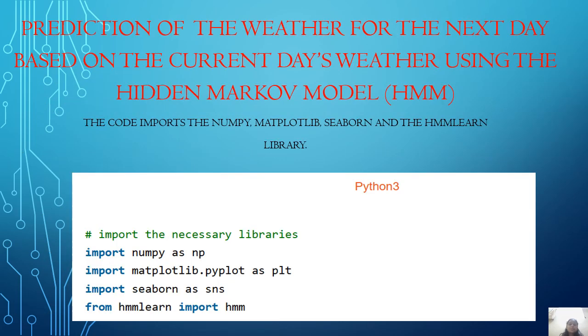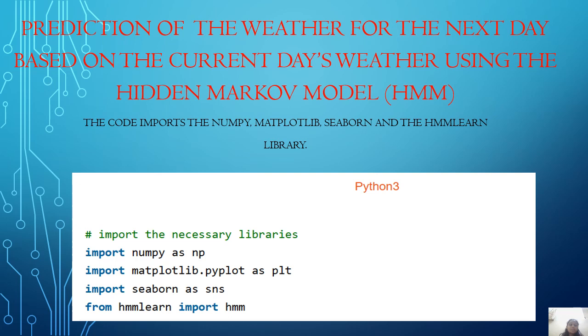Then, prediction of the weather for the next day based on the current day's weather using the hidden Markov model. This code is going to import NumPy, Matplotlib, Seaborn, and the HMMLearn library. As we know, NumPy is used to store multidimensional arrays. Matplotlib is used in order to plot the graphs, along with the HMM library. So we can see the code snippet.